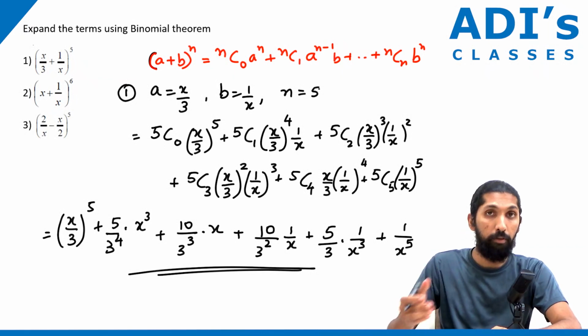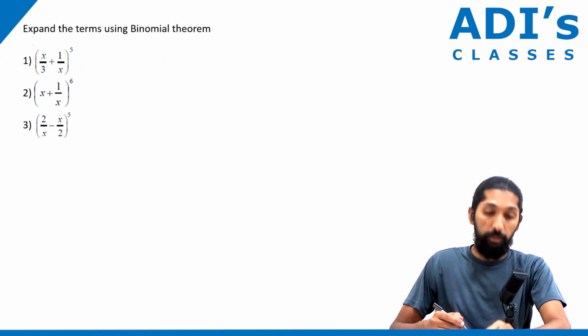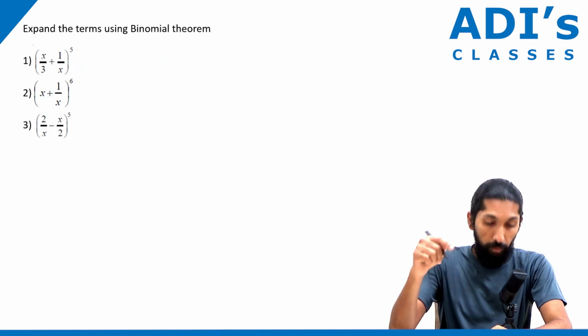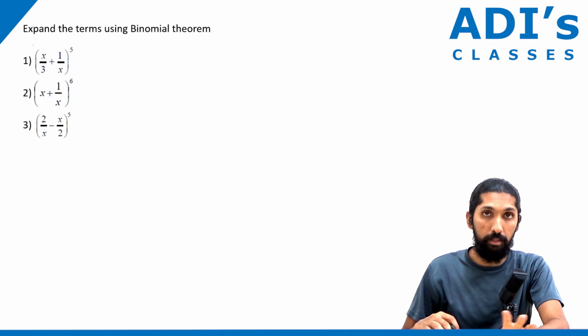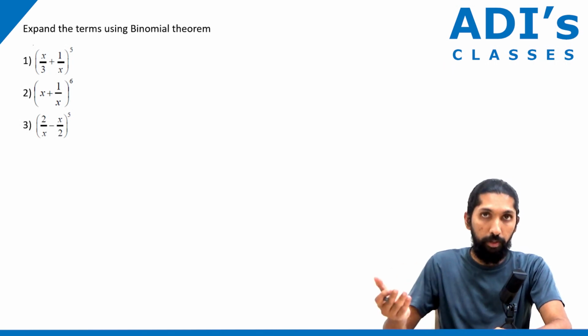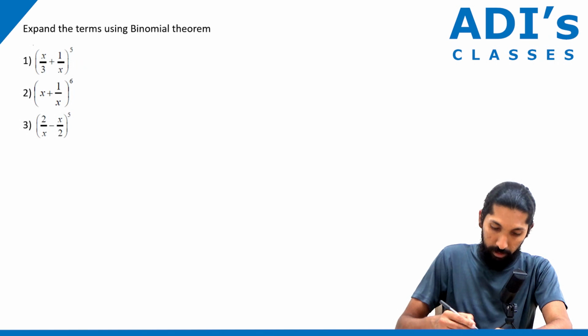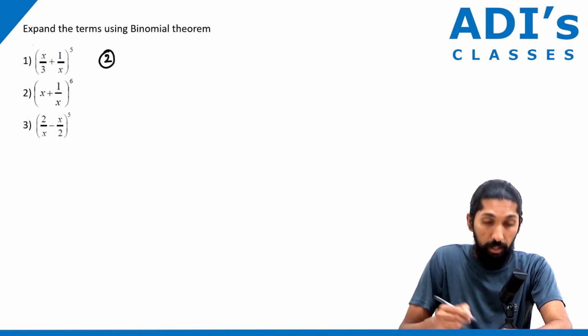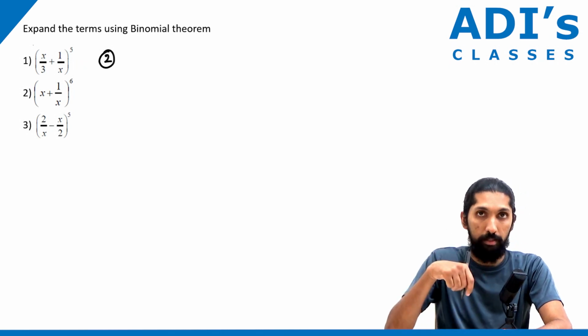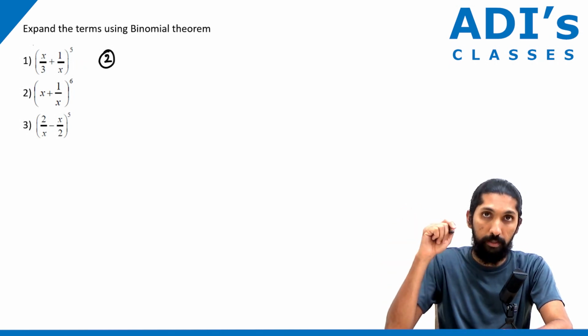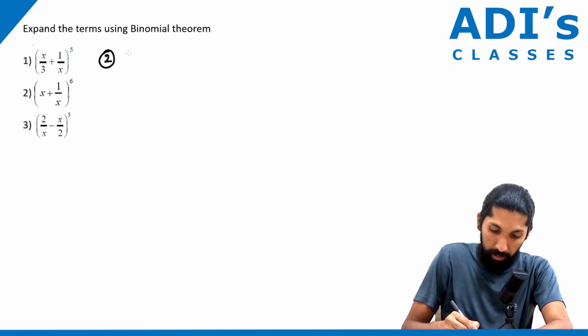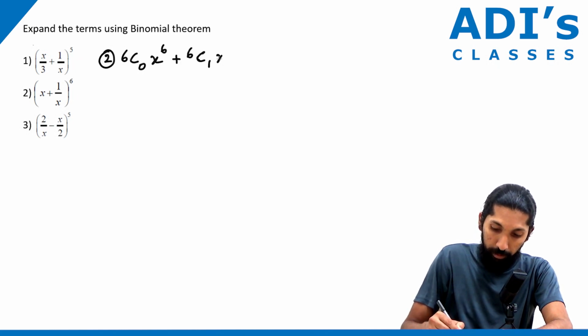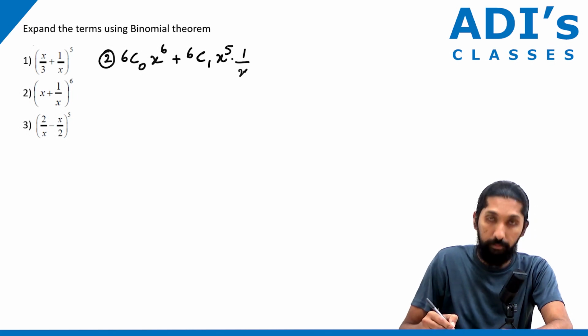Now, similarly, we are going to do the second one. For the second one, you have (x + 1/x) whole to the power of 6. Now, the same logic, we are going to apply the same thing. First, in place of a, we have x. In place of b, we have 1/x. And in place of n, we have 6. So you are going to get 6C0 x^6 plus 6C1 x^5 into 1/x. Correct?